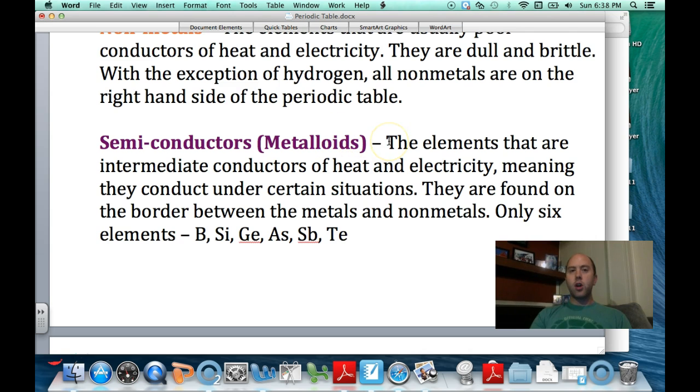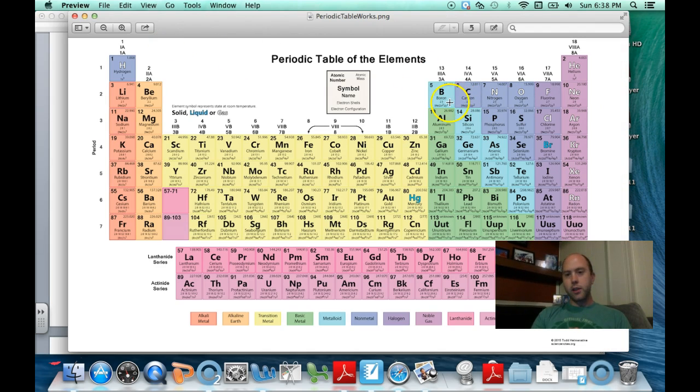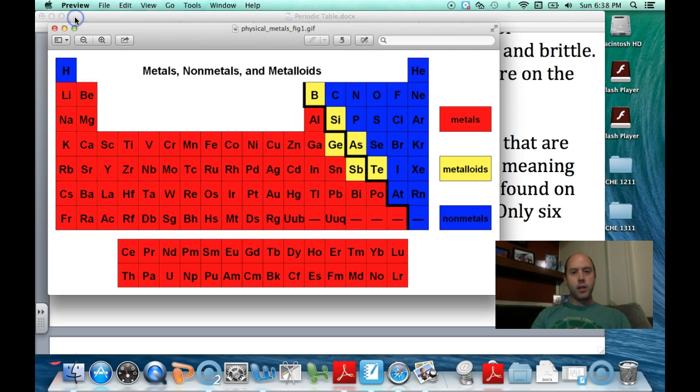Semiconductors or metalloids are elements that are in between. They're intermediate conductors of heat and electricity, meaning they conduct heat and electricity under certain circumstances. And again, they're found on the border, and there's only 6 of them: boron, silicon, germanium, arsenic, antimony, tellurium. If I pull up another periodic table, it's these yellow elements right here. So again, we have the metals, metalloids, nonmetals.